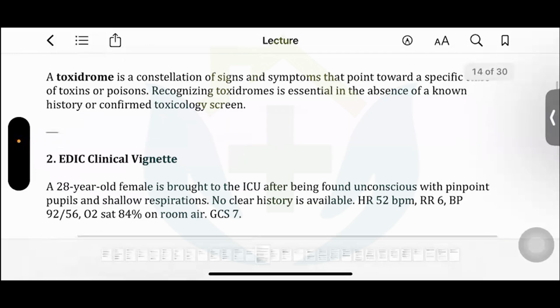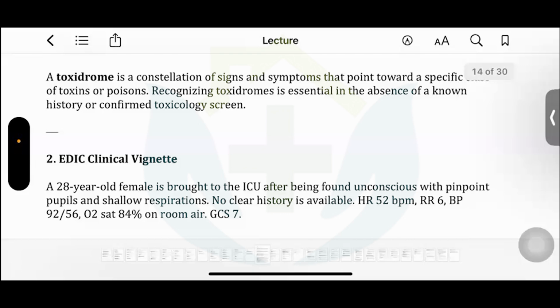Okay. For now, let us take a clinical vignette. A 28-year-old female is brought to the ICU after being found unconscious with pinpoint pupils and shallow respirations. No clear history is available. Heart rate is 52 beats per minute. Respiratory rate is 6. Blood pressure is 92 by 56. Saturation of oxygen is 84 on room air and GCS is 7. Can anybody pinpoint the toxidrome?